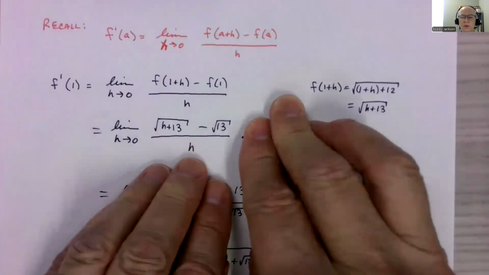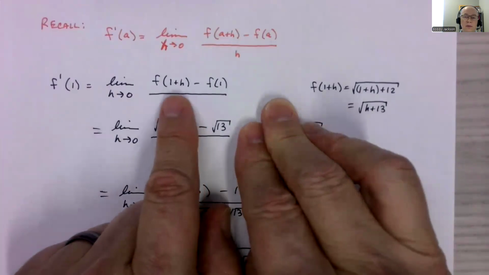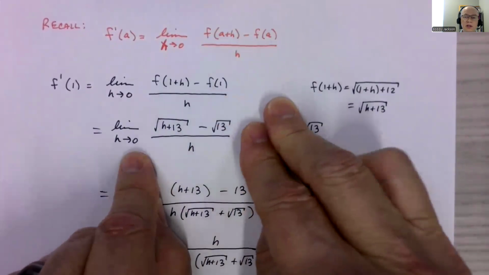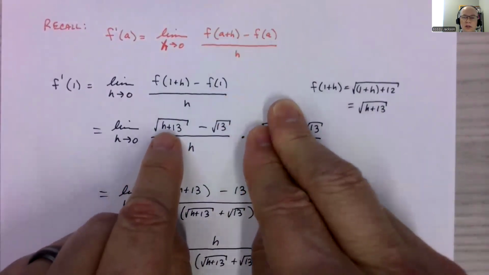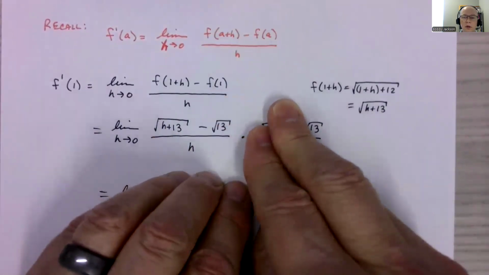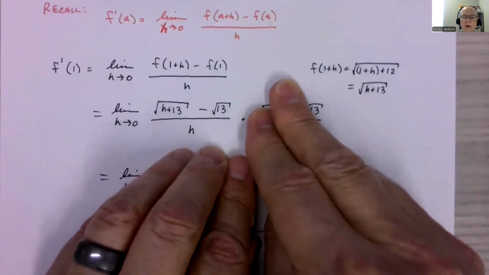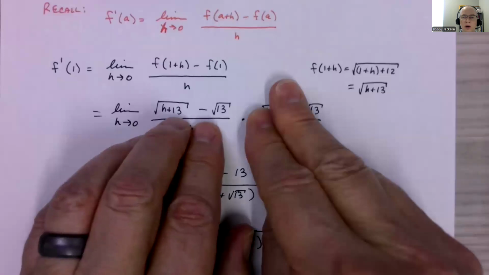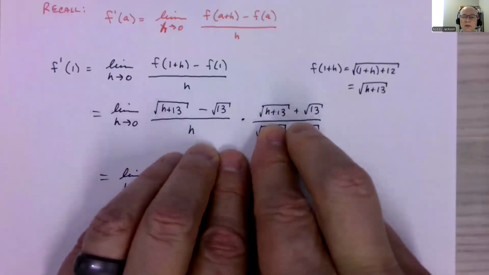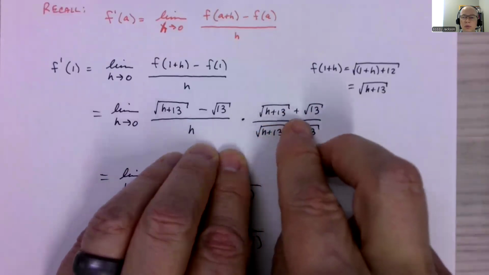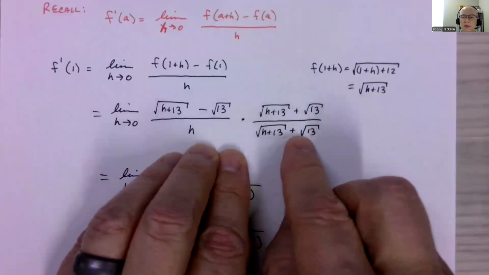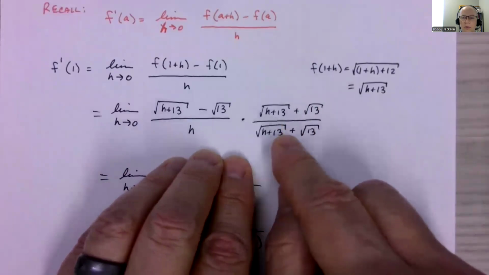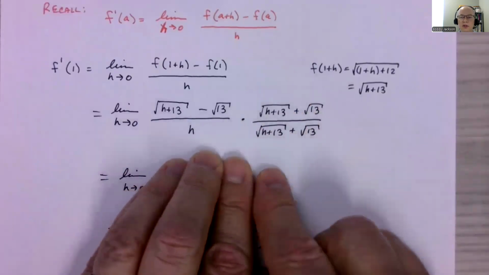So here's where I'm at after I evaluate the function at 1 plus h and at 1. Notice if I plug in h equals 0, hope you can see that I get 0 over 0, indeterminate form. So how do we fix this? How do we solve this limit? Well, remember, we can rationalize the numerator by multiplying by the conjugate, which is the square root of h plus 13 plus the square root of 13. Of course, I have to do that to the denominator as well. So the total amount I'm multiplying by is 1. So I'm not changing the value of this fraction.